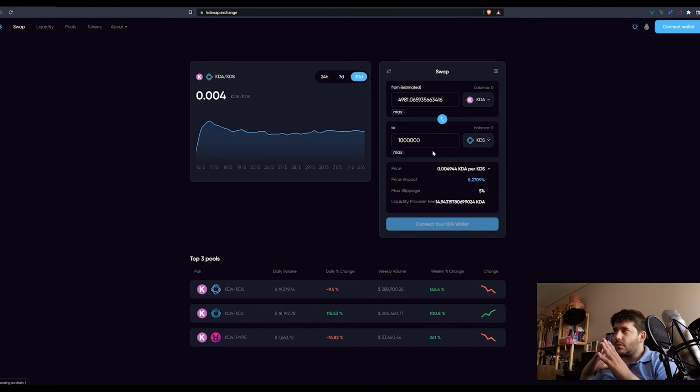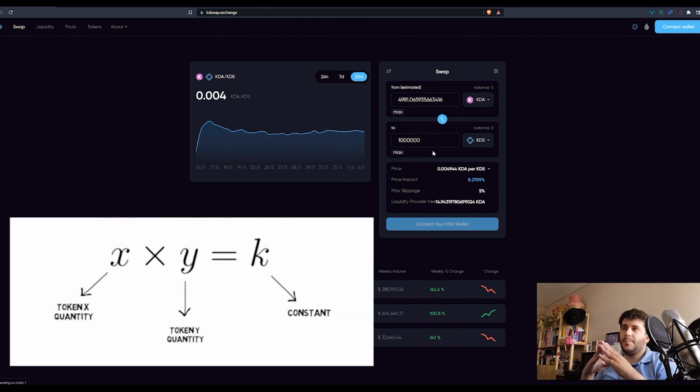Well, there's something called constant product value, which is a rule that all DEXs use, and that basically states that the product between token 1 and token 2 inside the pool needs to be the same before and after each trade. So every time you do a trade, the value of KDS times KDA needs to be the same before and after the trade.